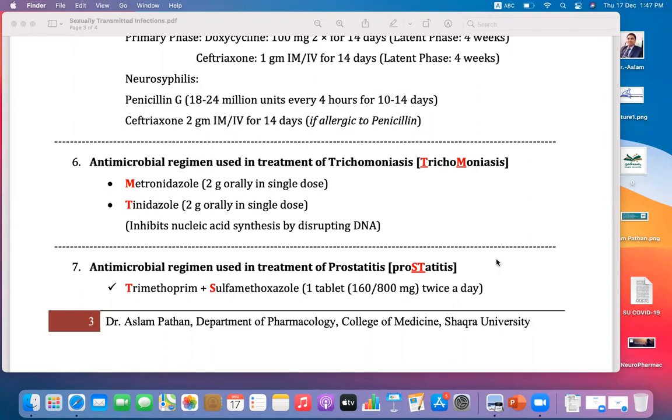S indicates the sulfamethoxazole, which is in the category of the sulfonamides, an antibacterial category. And T for trimethoprim. The combination of the trimethoprim and sulfamethoxazole is termed as cotrimoxazole. So it should be used in the concentration of 160 milligram trimethoprim and 800 milligram sulfamethoxazole 2 times a day.